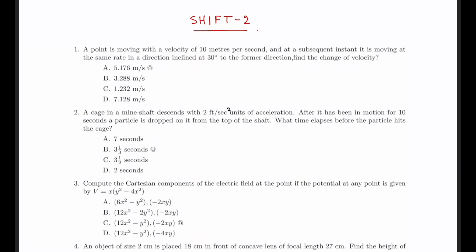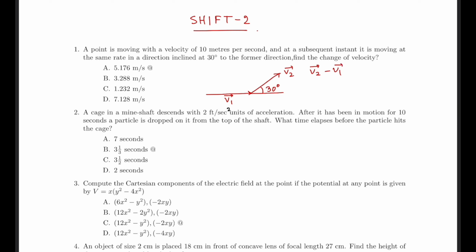So the first problem says a point is moving with a velocity of 10 meter per second, and at a subsequent instant it is moving at the same rate but in a direction inclined at 30 degrees to the former direction. Find the change of velocity. So if v1 is like this, then v2 is this, which has an angle of 30 degrees with respect to v1. The change of velocity means v2 minus v1.